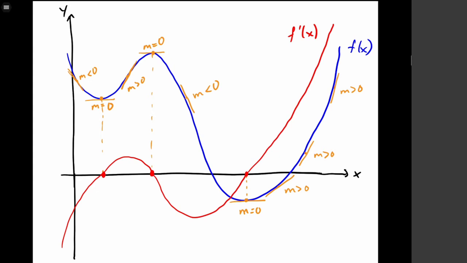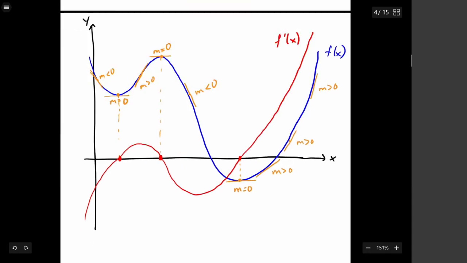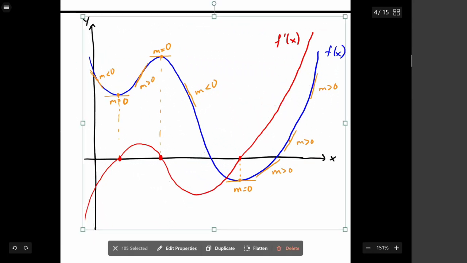So that's how the derivative, the original function and the derivative relate to each other. So what I want to do now is talk a little bit about the second derivative.